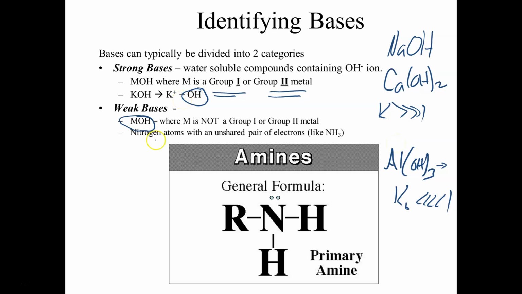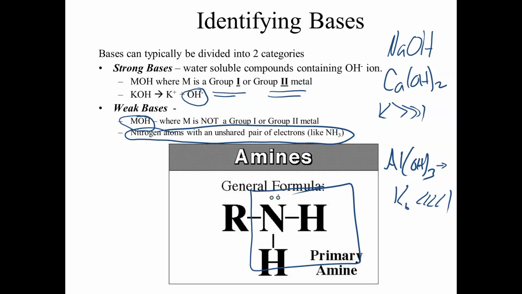Something else you want to look for is a nitrogen atom with an unshared pair of electrons, like NH3. So you can see we have an amine group, basically is what that's called, one of our functional groups. All right, nitrogen lone pair attached to some other stuff. This R could be, you know, whatever, it could be something else, right? Some other carbon group, whatever.